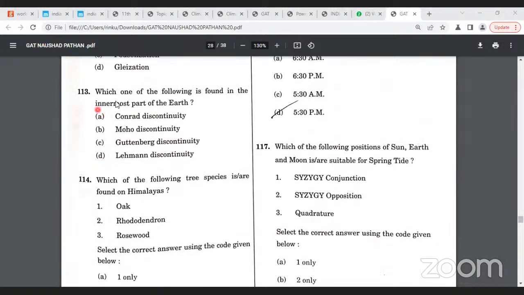Which one among the following is found in the innermost part of the earth? Now these are all discontinuities. So we are looking for the one found in the deepest part of the earth, and that would be the core. Which discontinuity do you find in the core? Element discontinuity. So the option is D.